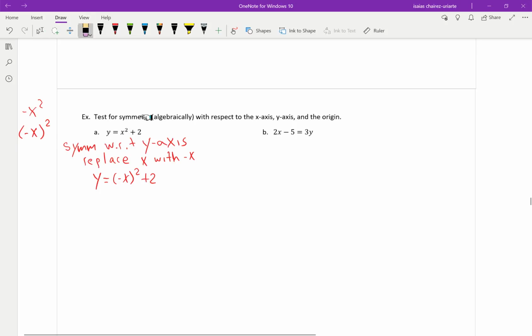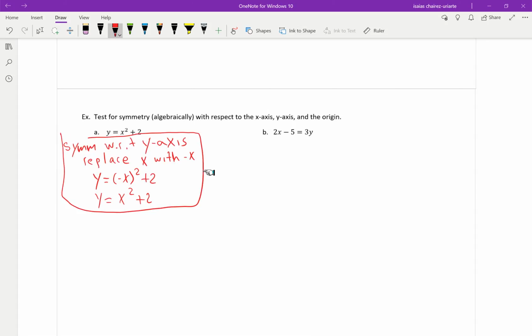Alright, so good, I replaced my x with negative x, and now negative x to the second power, a negative times a negative becomes positive. So this becomes identical to the original equation that we started with. So this equation turns out to be symmetric: the graph of this equation is symmetric with respect to the y-axis.